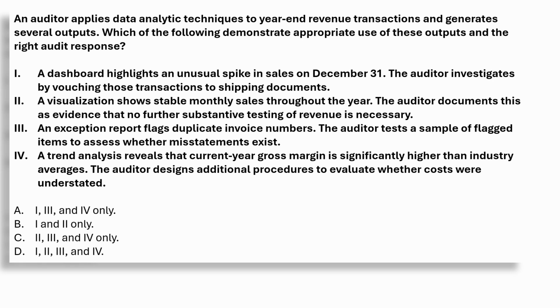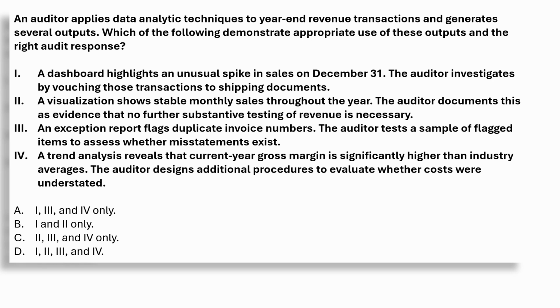Yes, an exception report is valuable, but only if you actually test the flagged anomalies. Sampling duplicate invoices to check for misstatements is a proper, standards-aligned audit response. Statement 4. A trend analysis reveals that current year gross margin is significantly higher than industry averages. The auditor designs additional procedures to evaluate whether costs were understated. Yes, a gross margin way above industry averages could indicate aggressive revenue recognition or understated costs. Designing further procedures is exactly what professional skepticism demands.